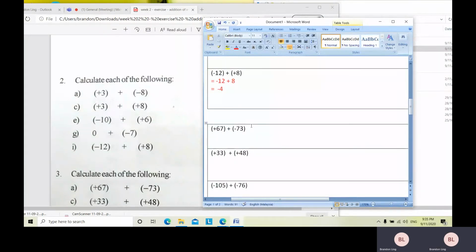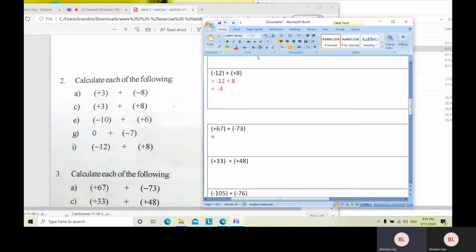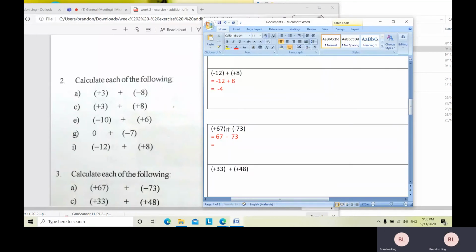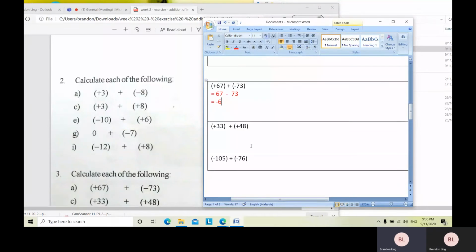Okay, next we move on to a bigger number here. Negative 67 plus minus 73. What should be the sign here? The answer is negative, since both of them have different signs. So the answer is negative 6. Okay, this is actually quite straightforward.